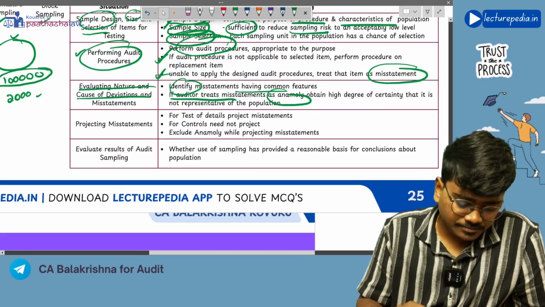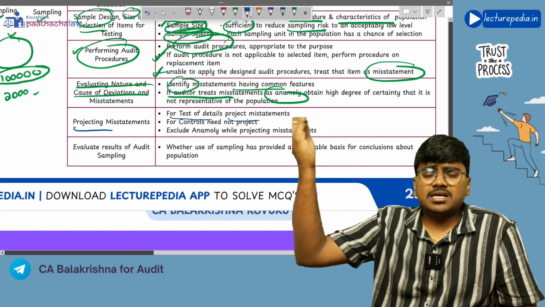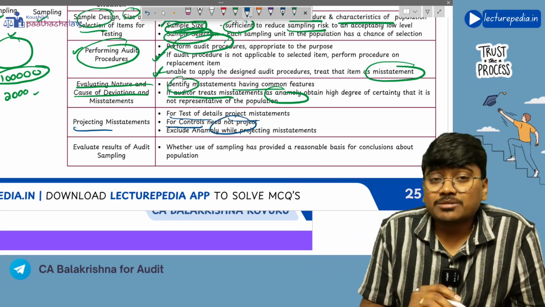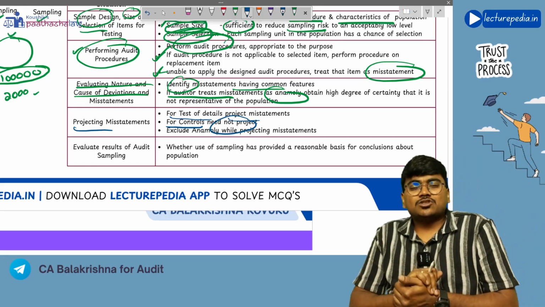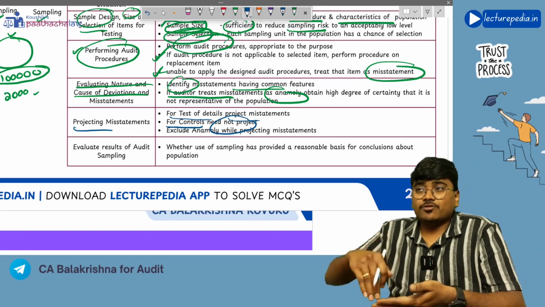Next, see, projecting the misstatements. For test of details, you need to project the misstatements. For test of controls, you need not project the misstatements. Why? See, in case of test of details, amounts, there will be a number of misstatements. So you will project them.